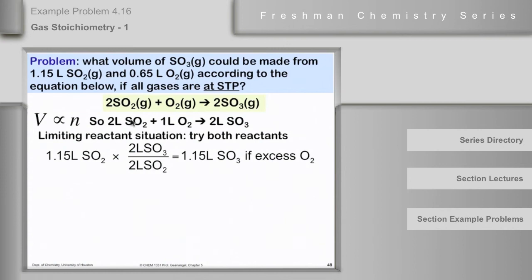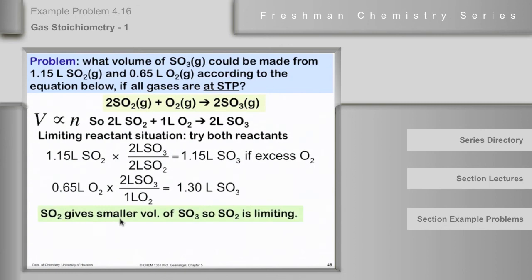Or, if we start with oxygen, 0.65 liters of O2 times 2 liters of SO3 per 1 liter of O2, that gives us 1.30 liters of SO3. That's obviously more than 1.15 liters, so that means SO2 gives a smaller volume, and SO2 must be limiting. And if SO2 isn't limiting, then we can take the volume of SO3 from it.